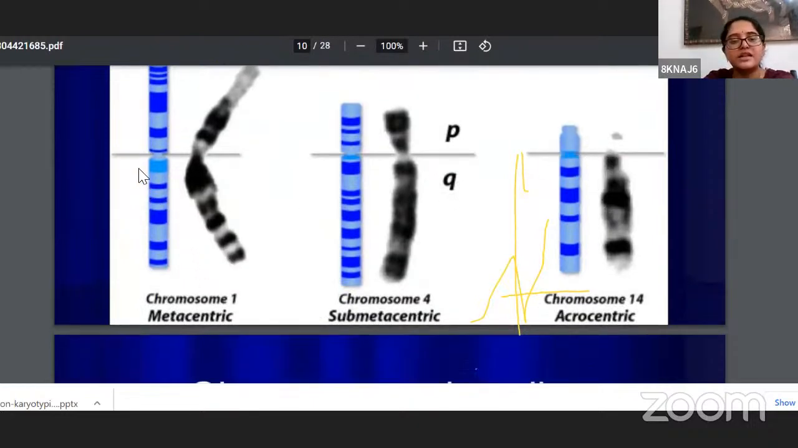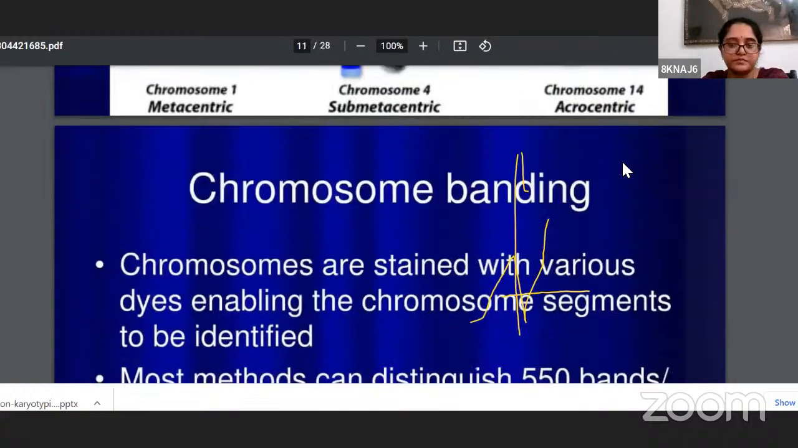Over here, metacentric is in the middle. In the submetacentric, it is toward one of the ends, so that you have longer arms and shorter arms. But in acrocentric, the centromere is at the very end of the chromosome.